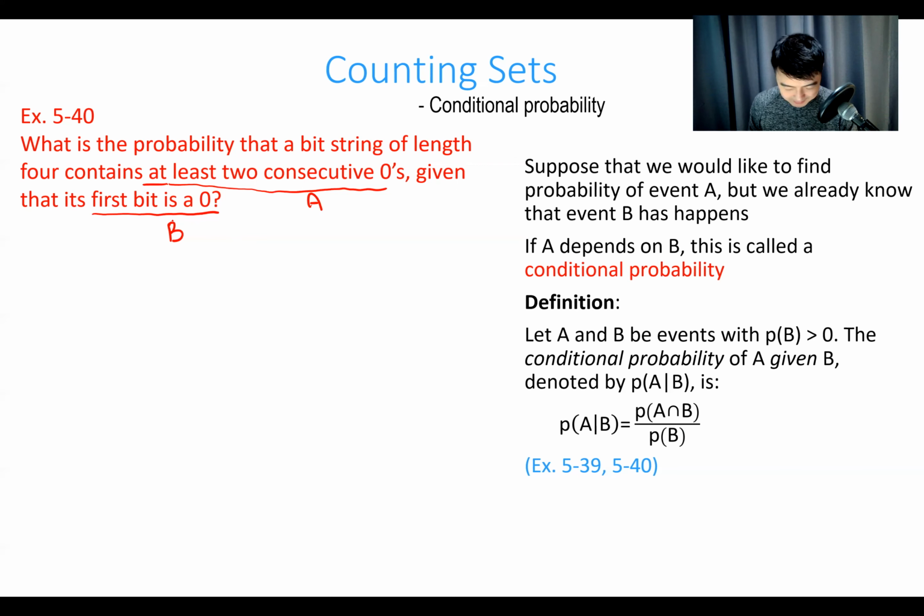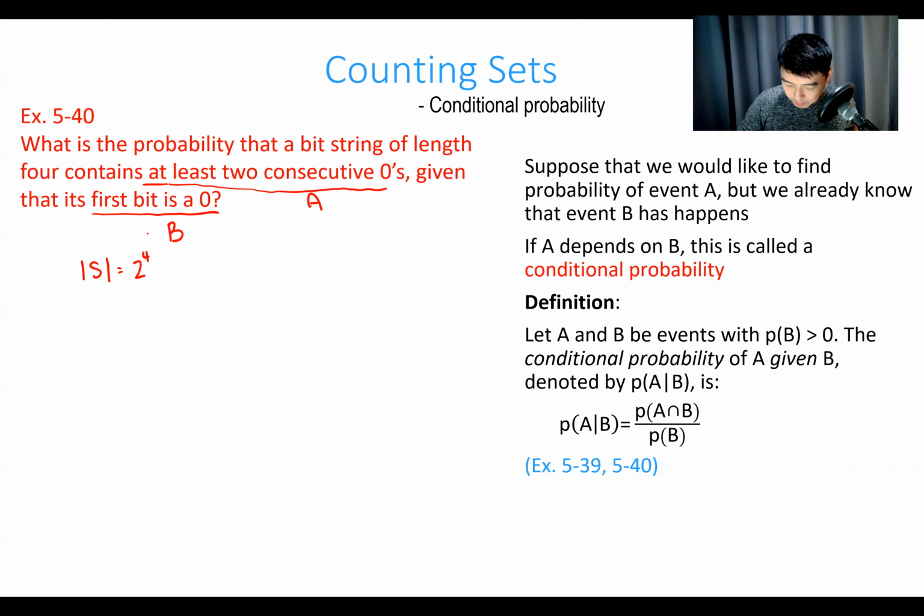So let's analyze. I'm going to start with the size of S. The size of S is 2 to the 4, because we're talking about bit strings of length 4, so all the possibilities is 2 to the 4. If you think about 4 digits, each digit has two ways to fill it, 0 or 1. So altogether, we have 16 bit strings of length 4.